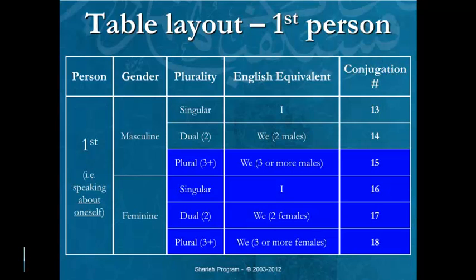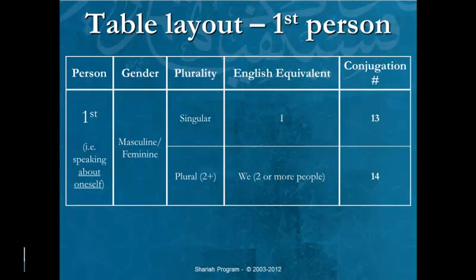Now, in the 14th one, it doesn't matter if the speaker is one male, a group of males, 2 females or a group of females, it will be the single number 14 that's used for that purpose. So it's condensed, I and we. Gender becomes irrelevant, and dual also disappears.